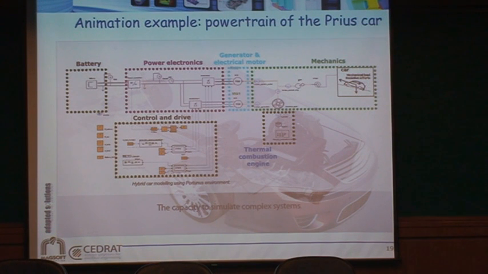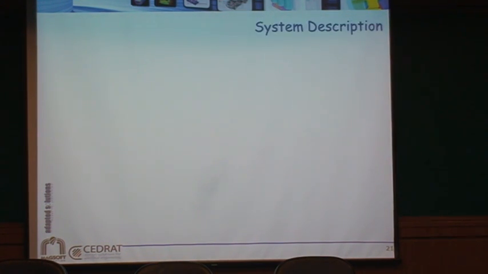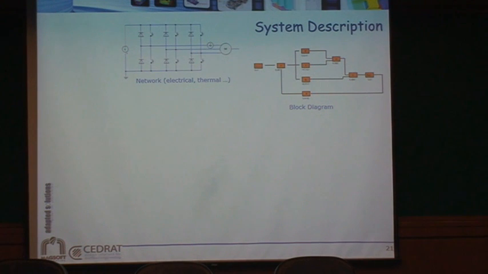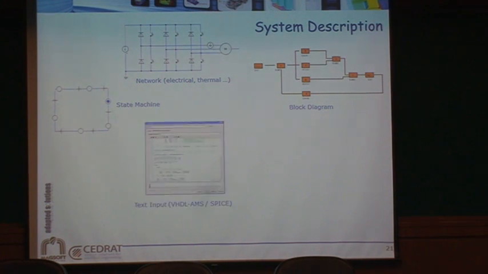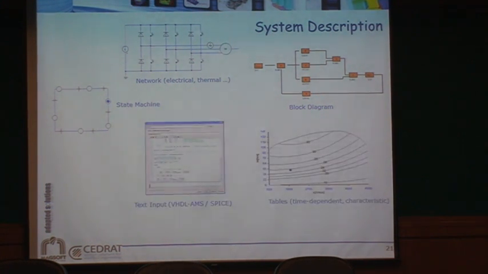System description. Well, we have all the dialogs we need for the system description. We have the electrical network, the state machine, we talked about it, the block diagrams, and then we have VHDL-AMS, which is keyed in, so you can actually code anything you want, and then you can bring in tables. So those are, if I'm not mistaken, the IC tables, time-dependent characteristics. And also the C++ library.